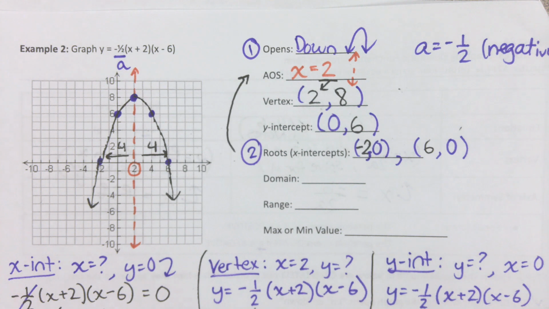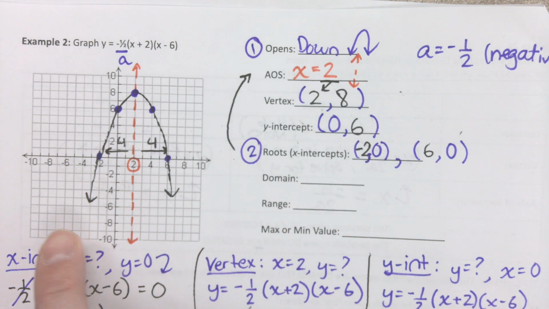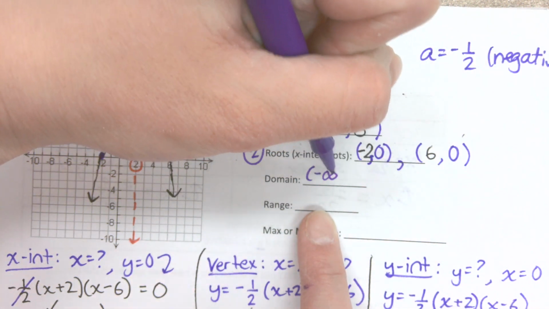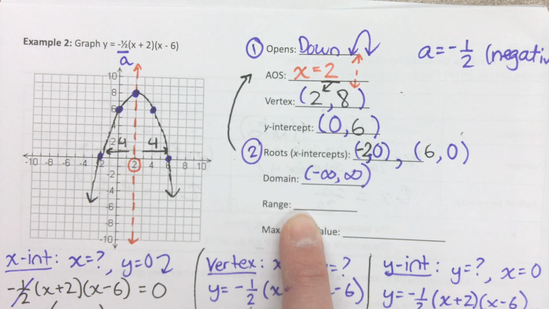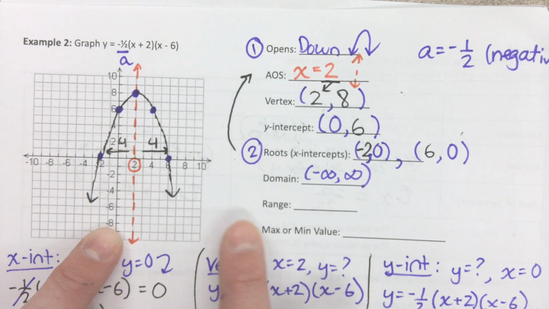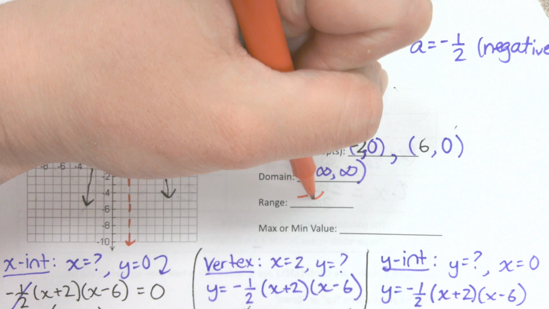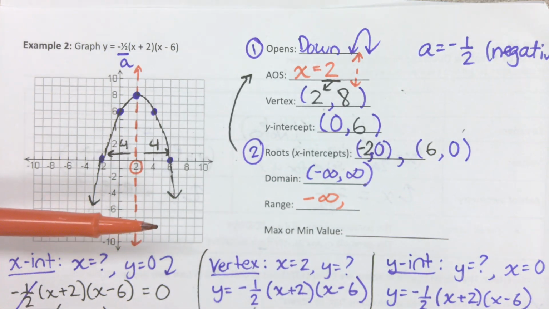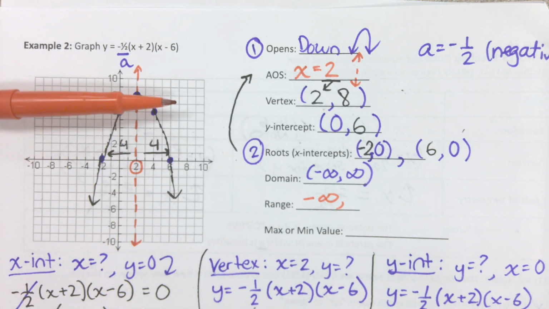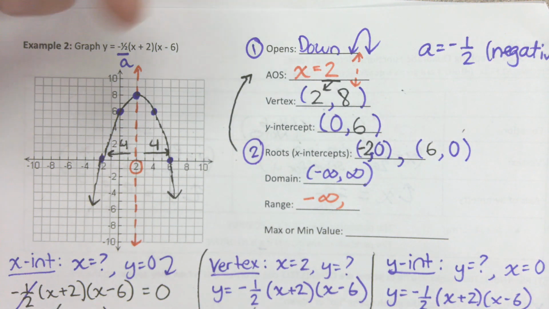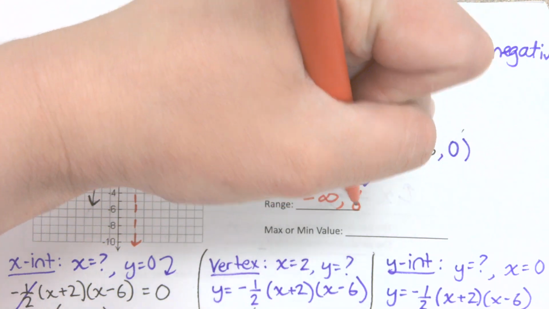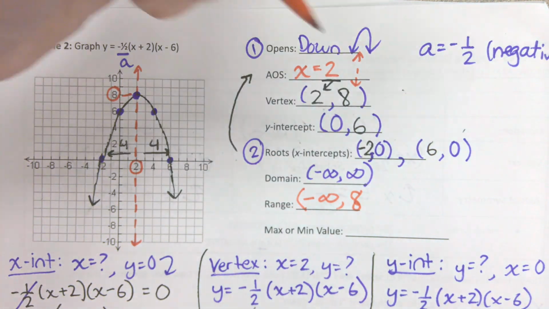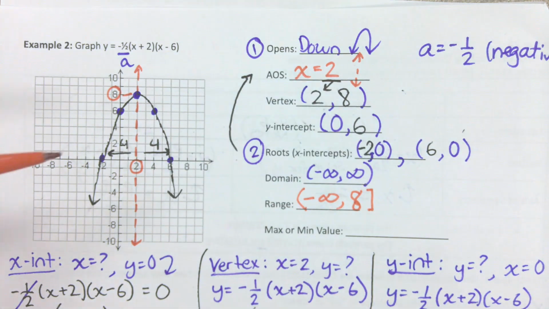We just have to answer these last few questions. Reminder, domain, you don't have to think about it. Parabolas always have a domain of -infinity to +infinity. Range is bottom to top. The bottom of our graph here is going down to -infinity. So down to -infinity, and then we follow this up. It tops out at +8. So -infinity to +8. Infinity always gets a parenthesis. 8 gets a bracket because it's at a solid point.